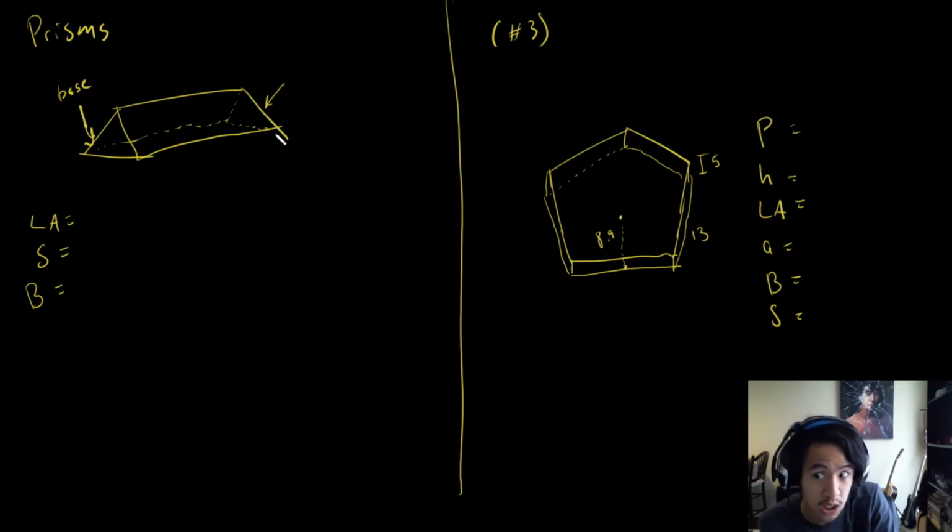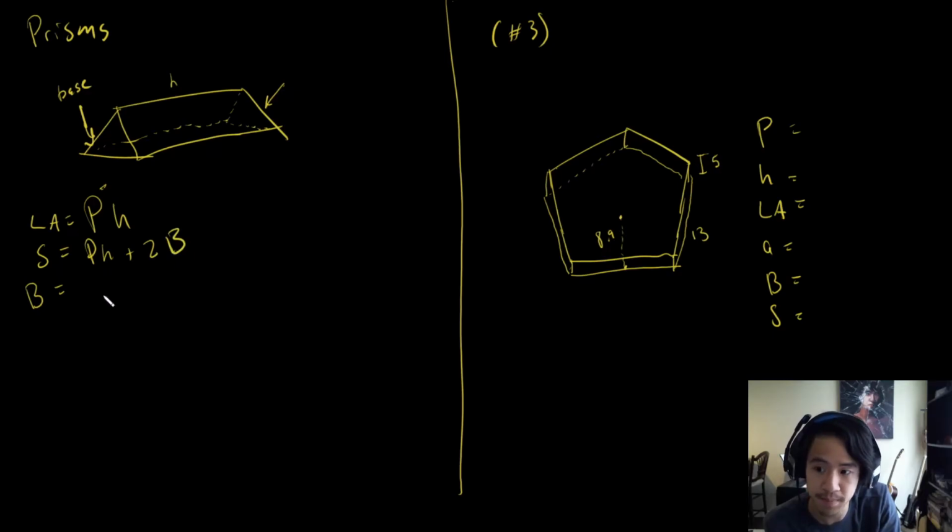Oh my gosh. So how are we going to find all this stuff? Well, the lateral area is you're going to take the perimeter and multiply it by the height. So this is the perimeter of the base, and then multiply it by the height of the prism. And the surface area is going to be our lateral area, so perimeter times the height, plus the area of the bases. So 2 times the area of the base.